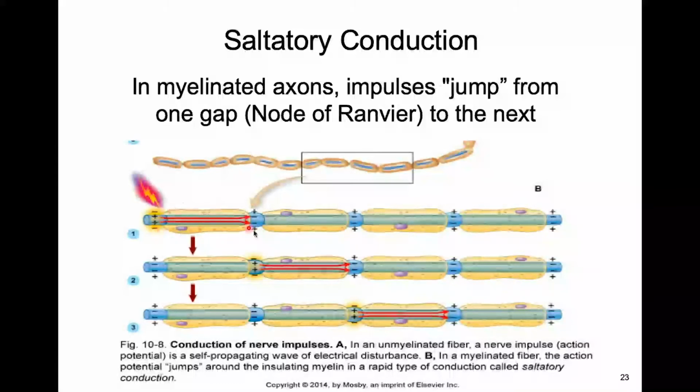Okay, so this jumping from node to node is a phenomenon known as saltatory conduction. And this only happens within myelinated axons. In unmyelinated axons, remember, each depolarizing event is going to impact the next adjacent region. So much slower, much more inefficient in an unmyelinated axon. In a myelinated axon, saltatory conduction allows for that action potential to jump to the next node of Ranvier.